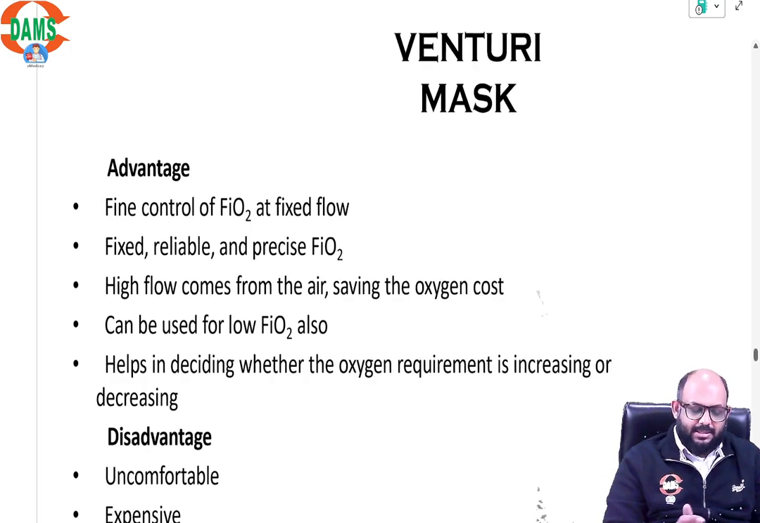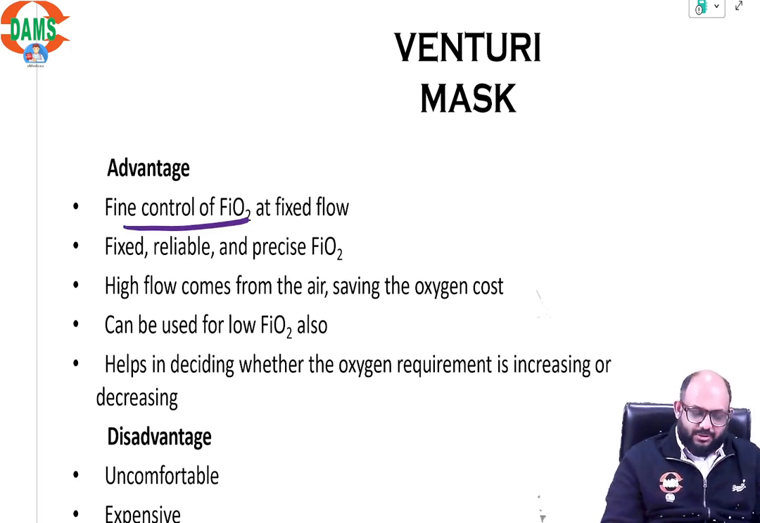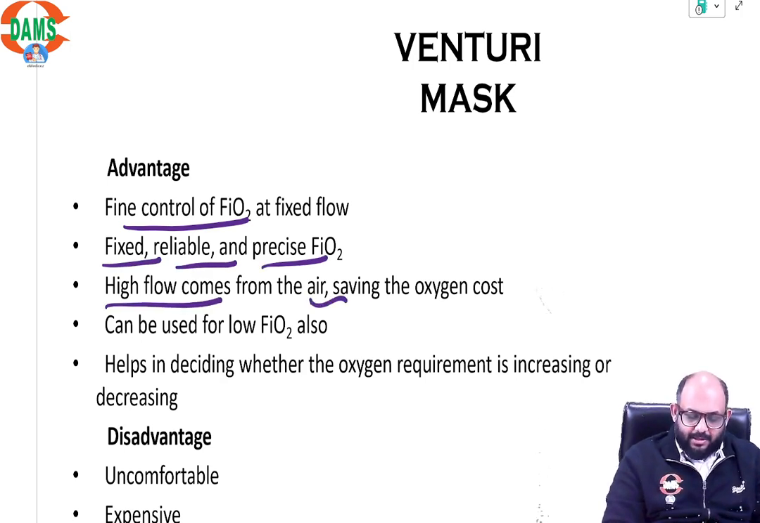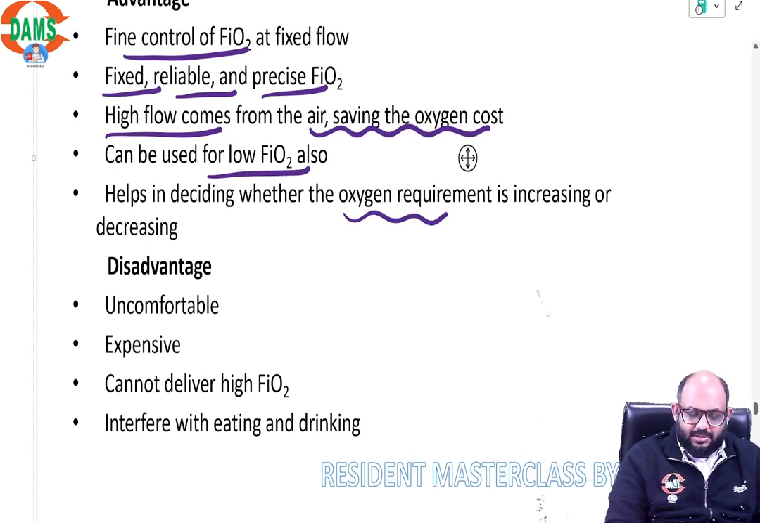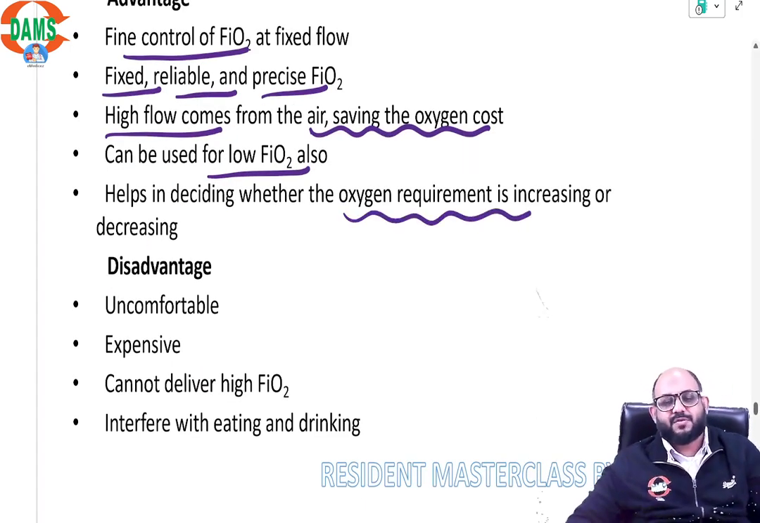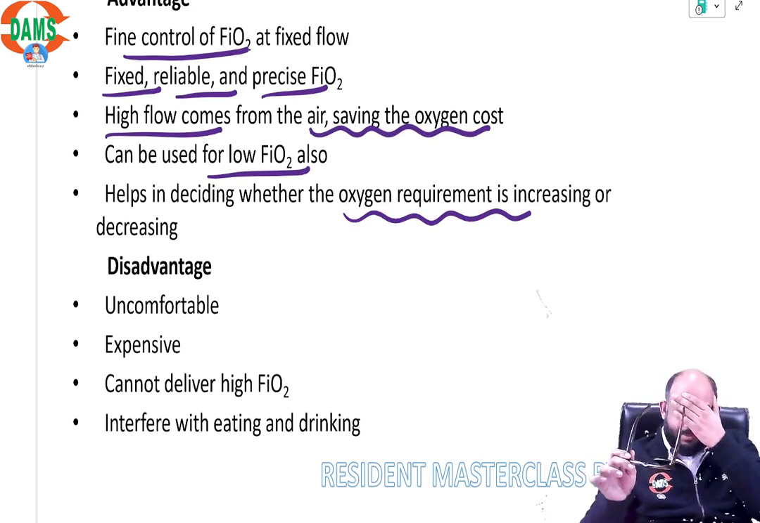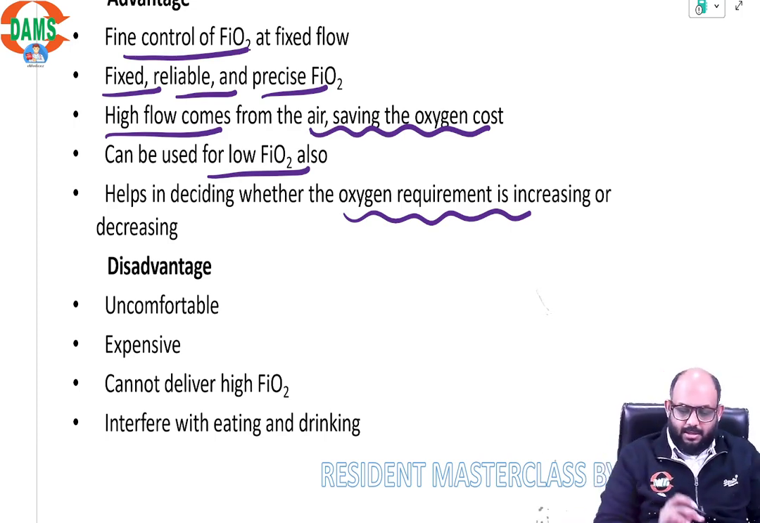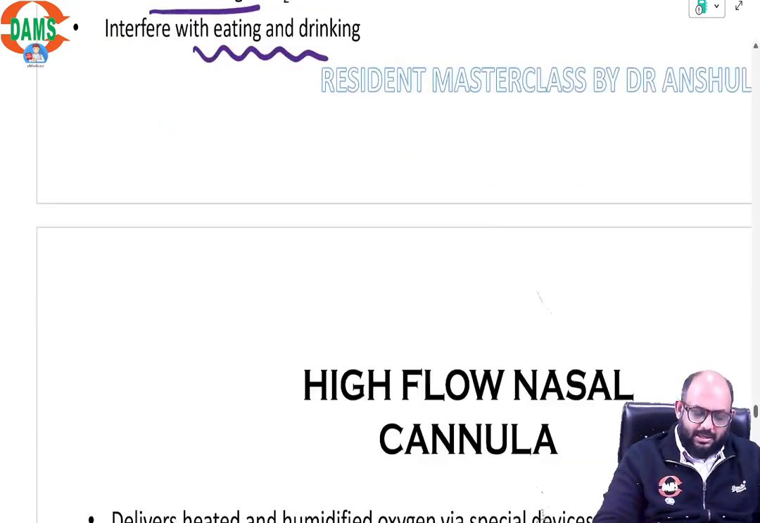What are the advantages and disadvantages? Advantages: fine control of FiO2. That is the biggest advantage of using a Venturi mask. Fixed, reliable and precise FiO2. High flow comes from air, saving the oxygen cost, so you don't need a machine to create that high flow. Can be used for low FiO2s as well. Helps in deciding whether oxygen requirement is increasing or decreasing because it is fixed. Suppose you put the patient on 28% oxygen and now the saturation is falling, that means the oxygen requirement is increasing. Disadvantages: uncomfortable, expensive, cannot deliver high FiO2s and interferes with eating and drinking. That is with all the masks.